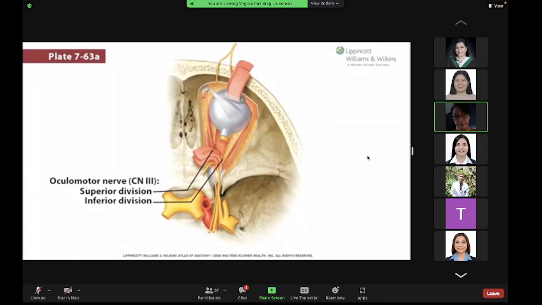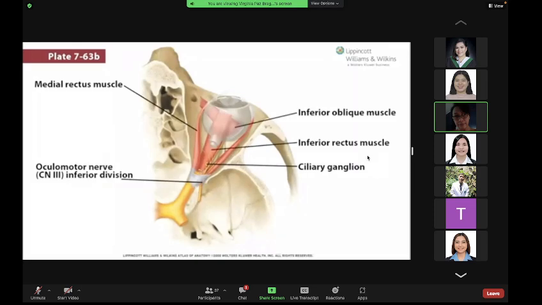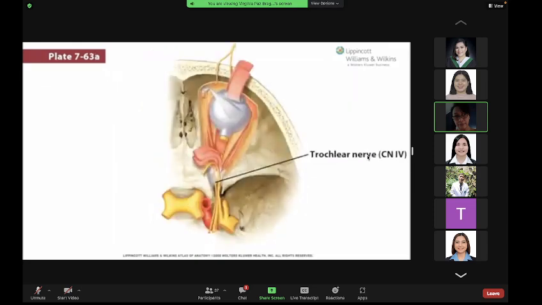The superior division provides motor innervation to the superior rectus and to the levator palpebrae superioris muscles. The inferior division carries the parasympathetics to the ciliary ganglion, as described earlier, and the motor nerves to the medial rectus, the inferior rectus, and the inferior oblique muscles. The trochlear nerve arises from the trochlear nucleus in the midbrain and also runs in the lateral wall of the cavernous sinus before entering the orbit through the superior orbital fissure. It then quickly ends in the proximal end of the superior oblique muscle.